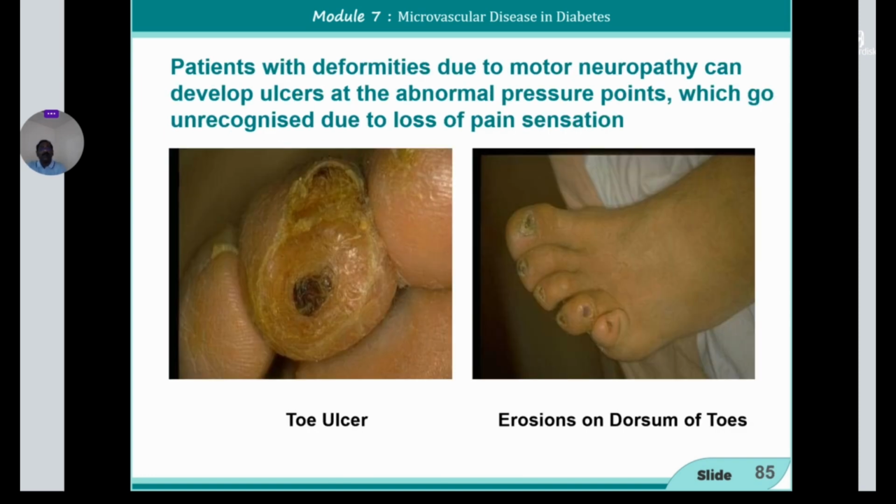See, patients with deformities due to the motor neuropathy can develop ulcers at the abnormal pressure points, which go unrecognized due to the loss of the pain sensation. Most of our diabetic individuals, especially in rural India, walk barefoot, so they may not appreciate the pain sensation. That is the reason they come at a later time with very foul smelling diabetic foot ulcers. See, this is the toe ulcer, erosions on the dorsum of the toes.